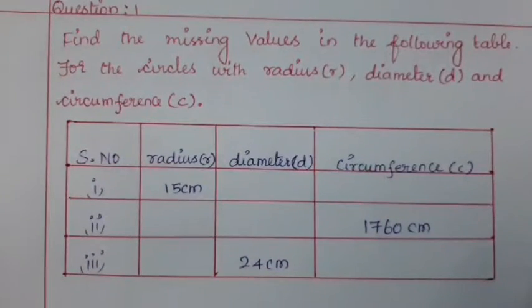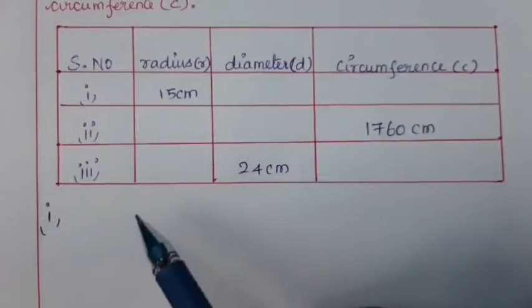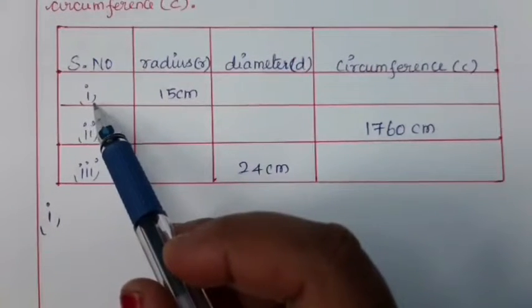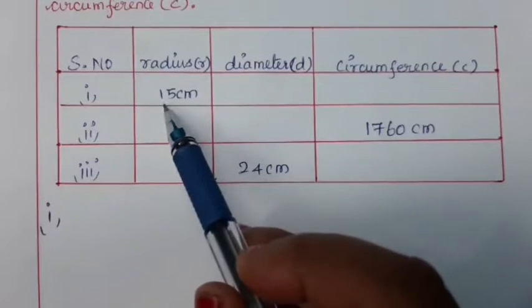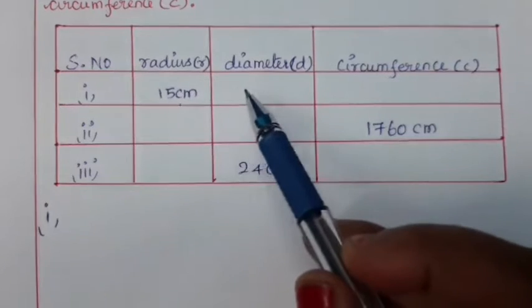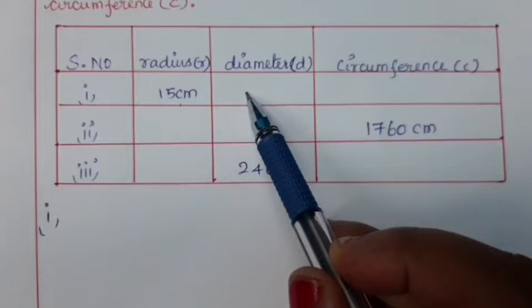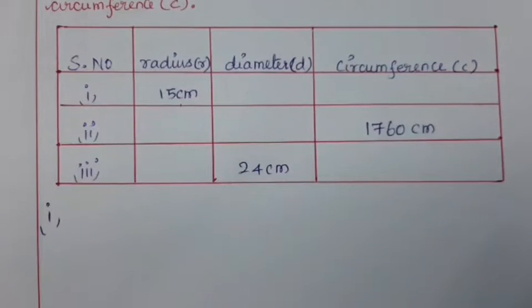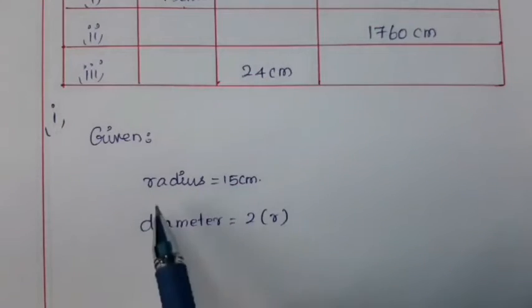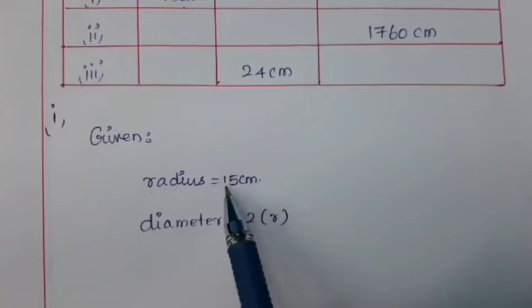Find the missing values in the following table for the circles with radius R, diameter D and circumference C. Now let us find the answer for the first subdivision. For the first subdivision, they are given radius R is equal to 15 centimeter. They are asking us to find the diameter and the circumference of the circle. So by the given question, radius is equal to 15 centimeter.